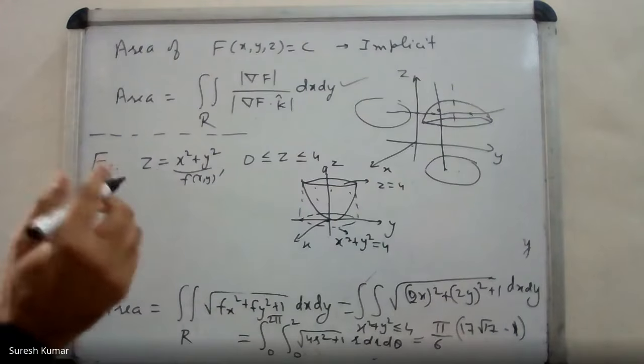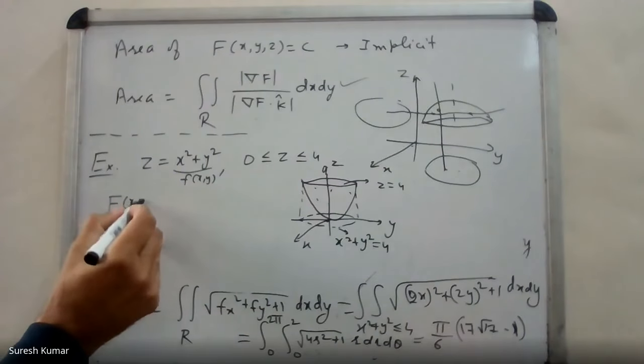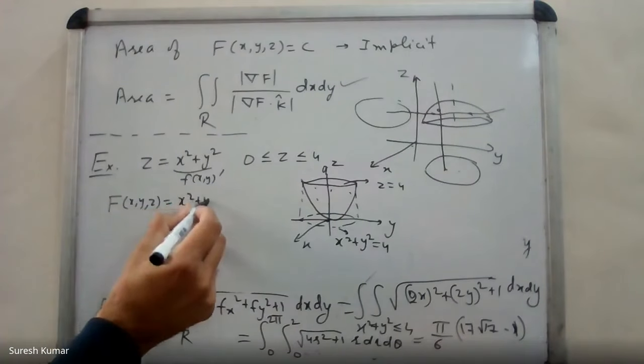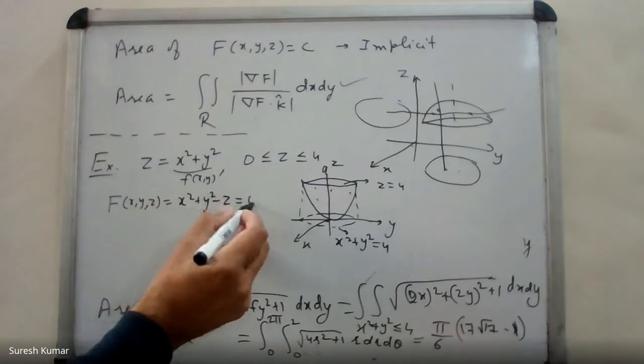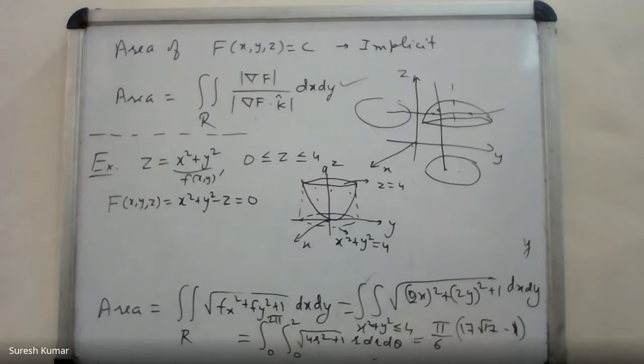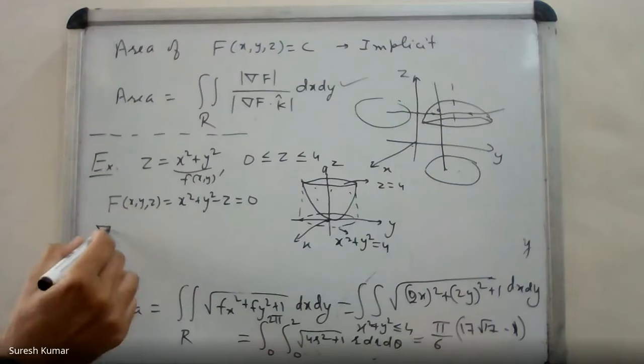So, write the surface in implicit form. I can write the given surface like this: f(x, y, z) equal to x square plus y square minus z equal to 0. Same surface in implicit form. Now to apply this formula, what do we need?